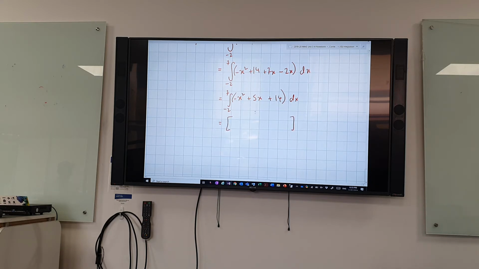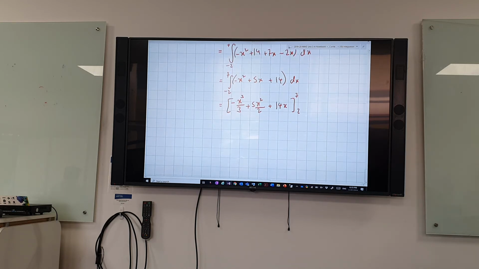So, got 7 and 2. So it's still negative x cubed over 3 plus 5x squared over 2 plus what? Well then, Shelby, I can see you're very pleased with yourself. So you want to nail it. Plus what? 14x. There you go.